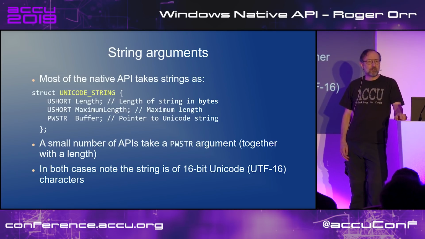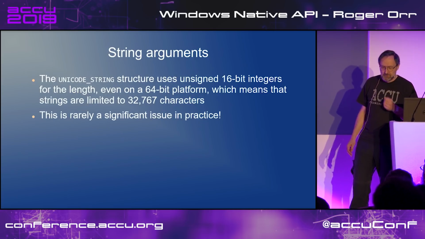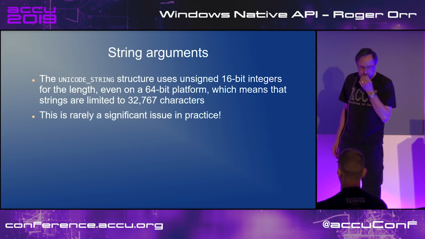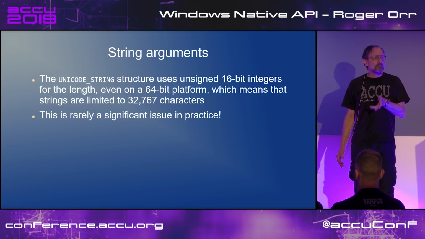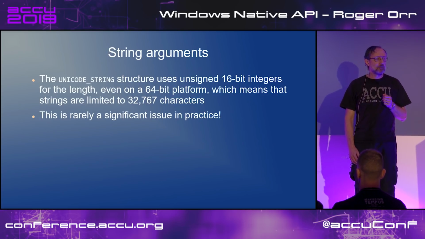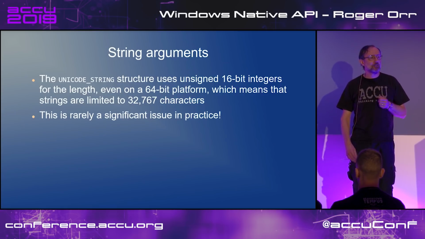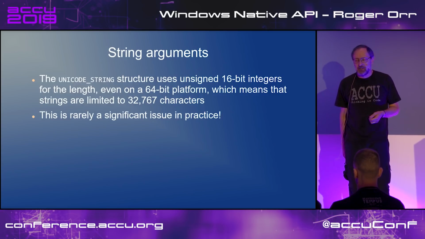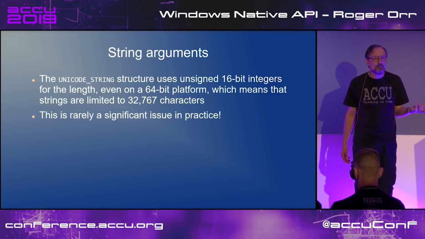UTF-16, and what could possibly go wrong? I have yet to actually come across a real issue in practice with that. I mean, if you've got a file name that's 32K in length, you've probably got bigger problems than worrying about passing it to the Win32 API. Just imagine the error messages.